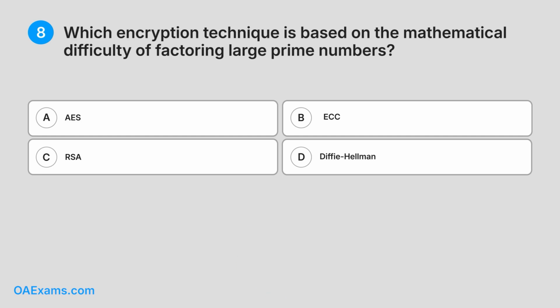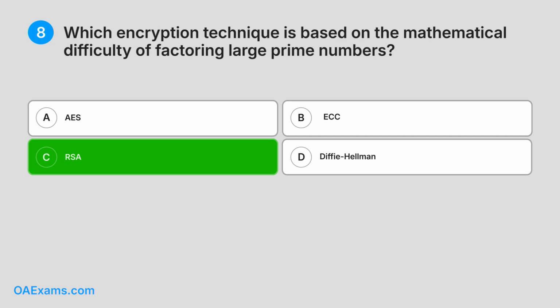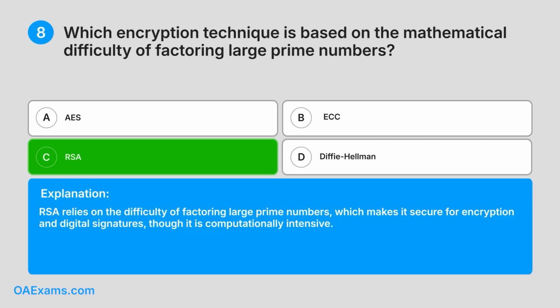Correct answer: C. RSA. Explanation: RSA relies on the difficulty of factoring large prime numbers, which makes it secure for encryption and digital signatures, though it is computationally intensive.